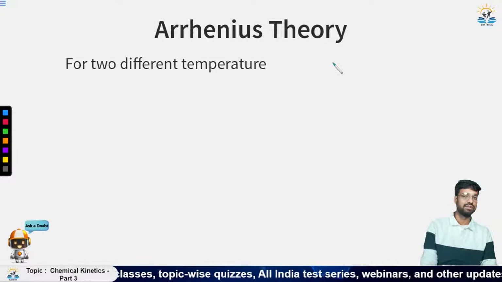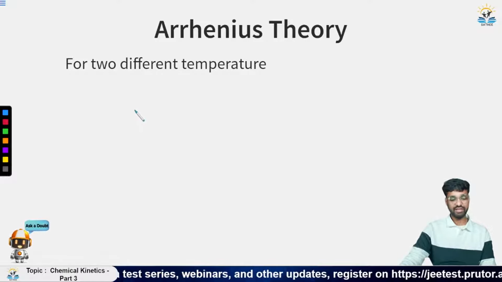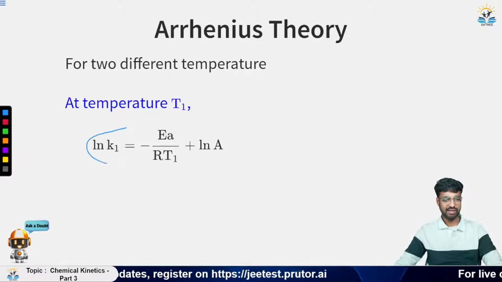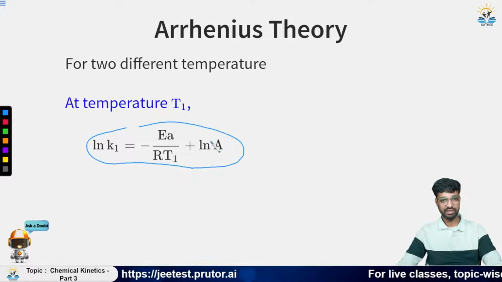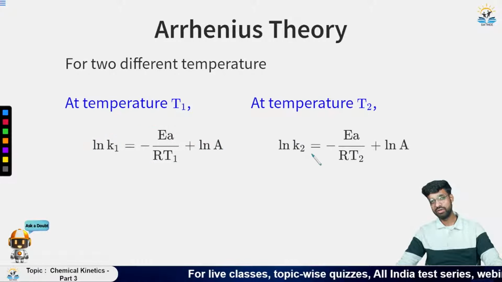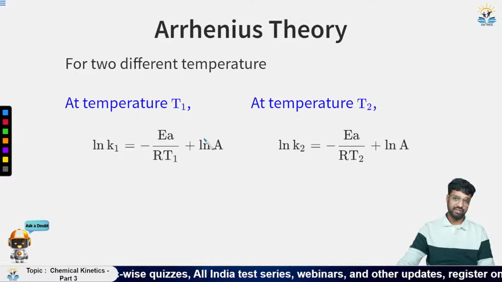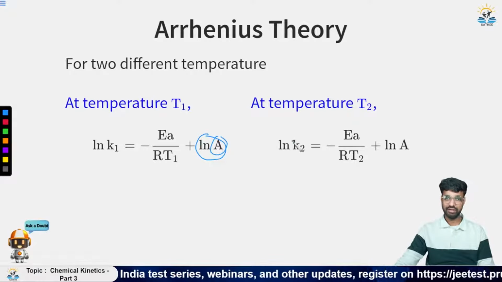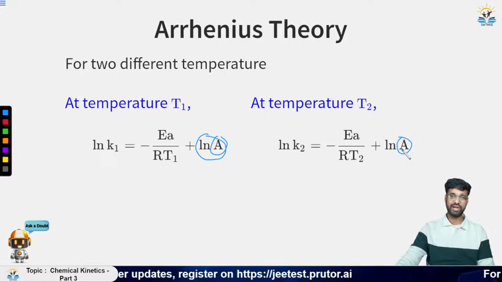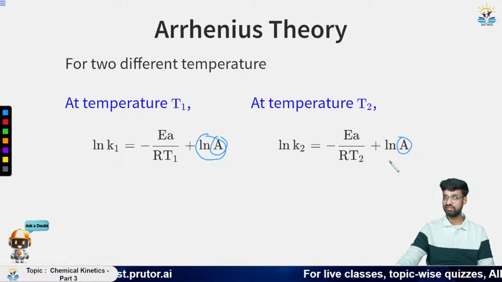Okay, so let us define this Arrhenius equation further. If we take the Arrhenius equation at two different temperatures, say at temperature T1, then we will write it as ln K1 equals minus Ea by RT1 plus ln A. Now at temperature T2, it will be ln K2 equals minus Ea by RT2 plus ln A. The thing is that this ln A, or the frequency factor A, will not depend upon temperature at all. So keep this in mind. At temperature T1 it will be only A, and at temperature T2 it will be A only. So there will be no change in this term.